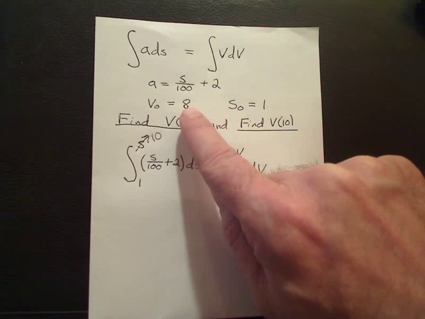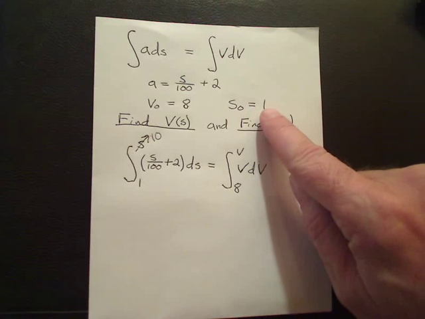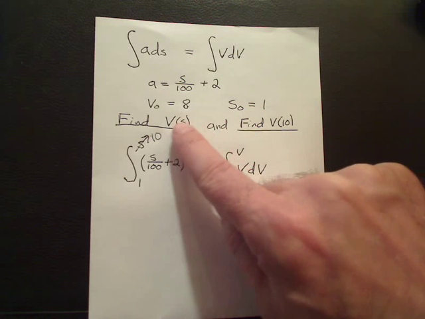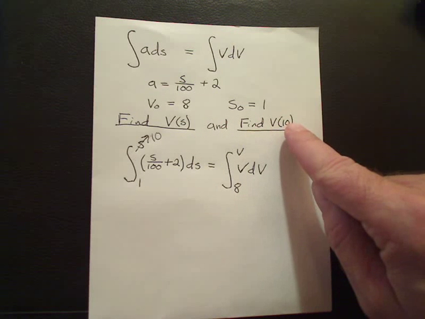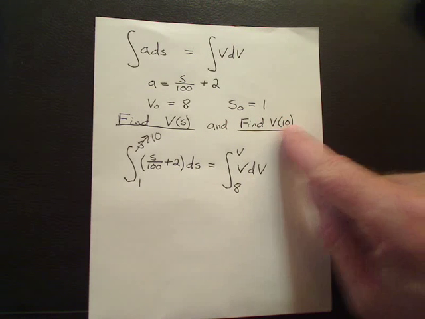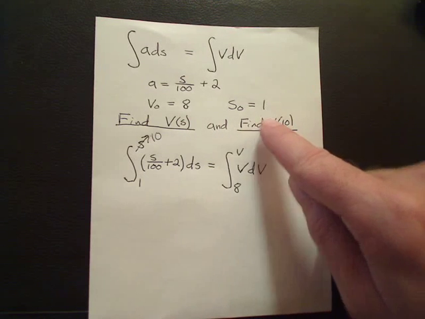The initial velocity is 8 and the initial position is 1. And I want to find the velocity as a function of position, and I also want to find the velocity at s equals 10. So this will be a function and this will be a number.